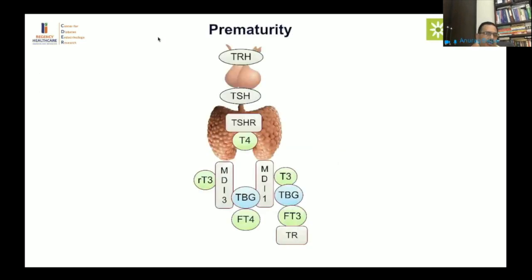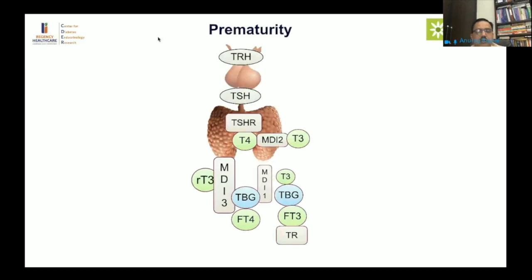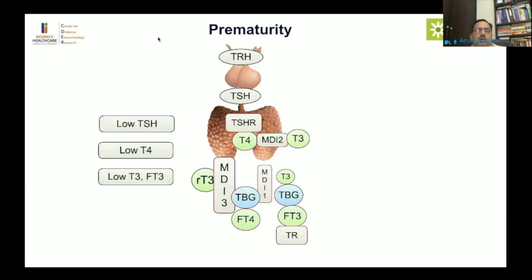What about prematurity? And this we discussed earlier, that prematurity is basically a replication of what is happening in the fetus. The fetus is in a relative hypothyroid state. So in prematurity, again, the MDI2 is active, MDI3 is active. So therefore, we have more reverse T3 and we have low T3 and T4. So low TSH, low T4, low T3, low FT3 is common in prematurity.